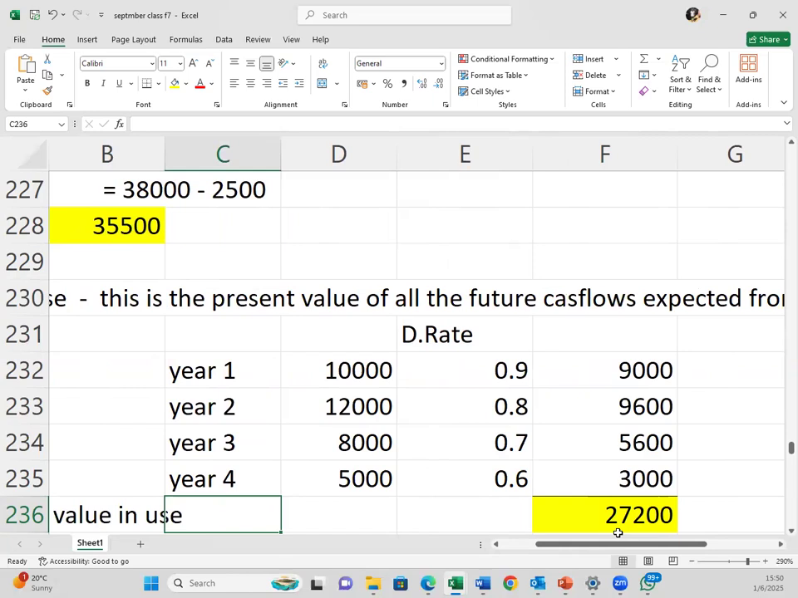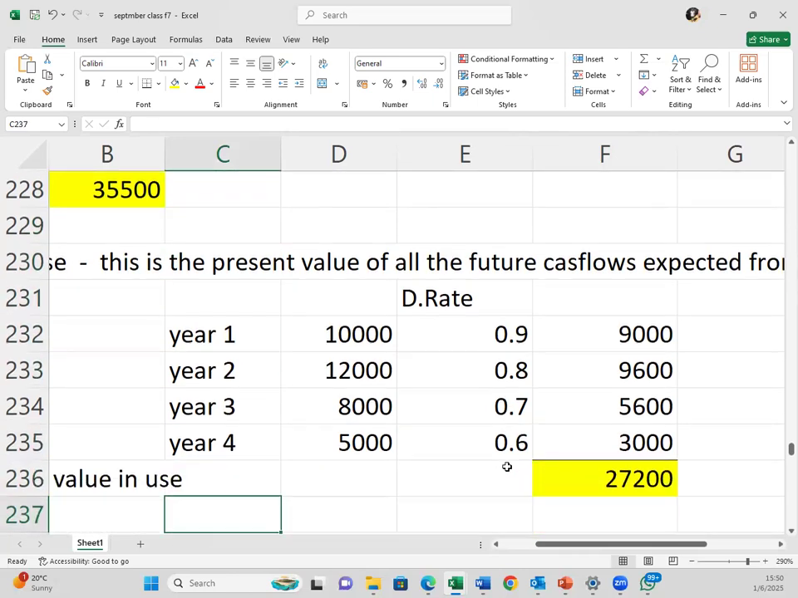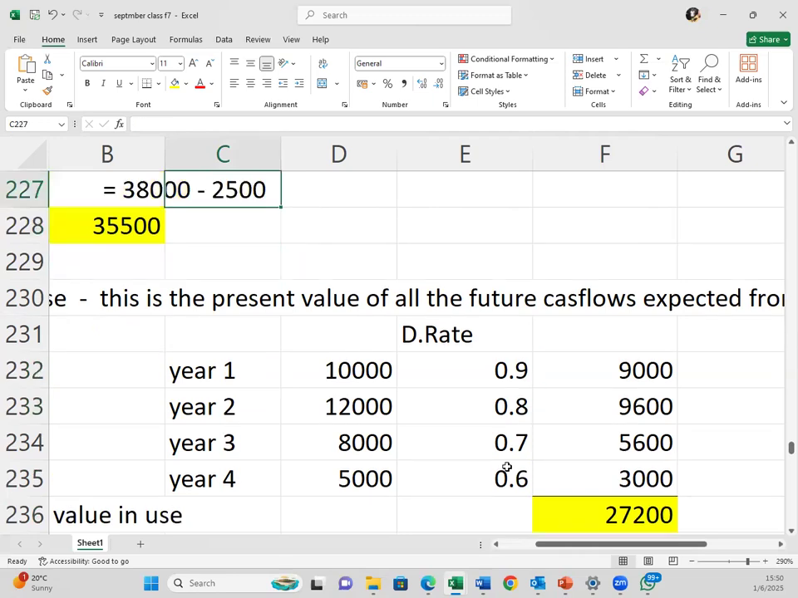So it means we are saying if we continue using this asset, the maximum we can get is 27,200. That's the value in use, the maximum we can recoup, provided we have not disposed of the asset, we have decided to keep using it in the business. So it means if we sell it right now, we can get 35.5. If we continue using it, we can get 27.2. But in our books, we have recorded 40,000. So it means the asset is overvalued.